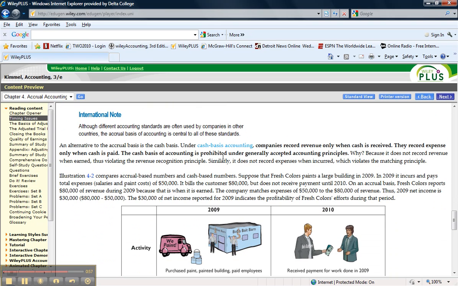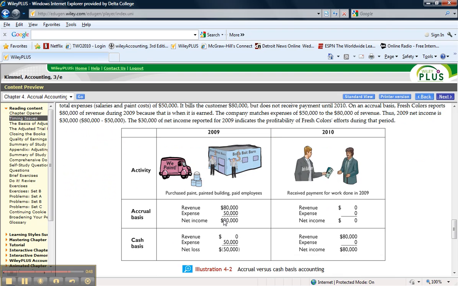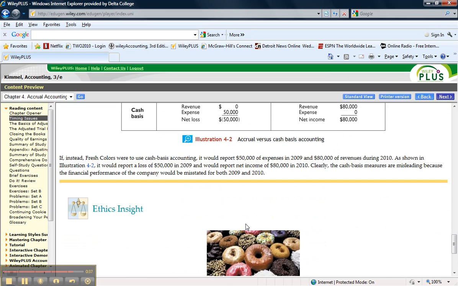Under the cash basis of accounting, you record revenue when you receive payments, and you record expenses when you make payments. You can look through this example that shows you how you would mismatch your revenues and expenses if you used the cash basis of accounting, and this is why the cash basis of accounting is not allowed under generally accepted accounting principles.